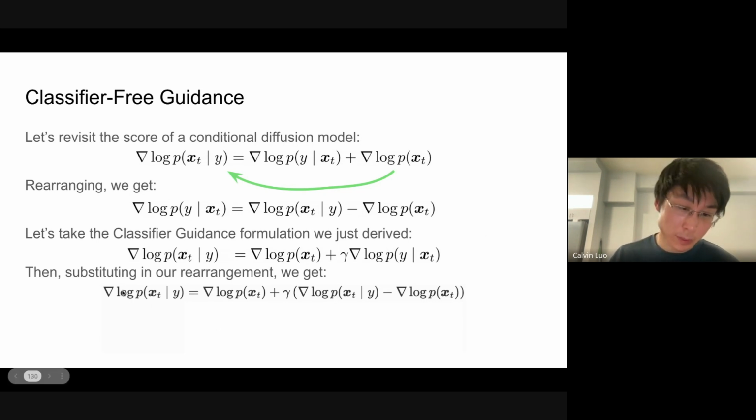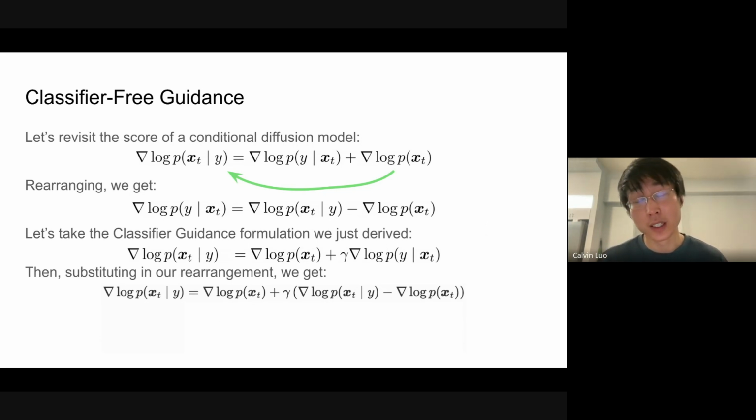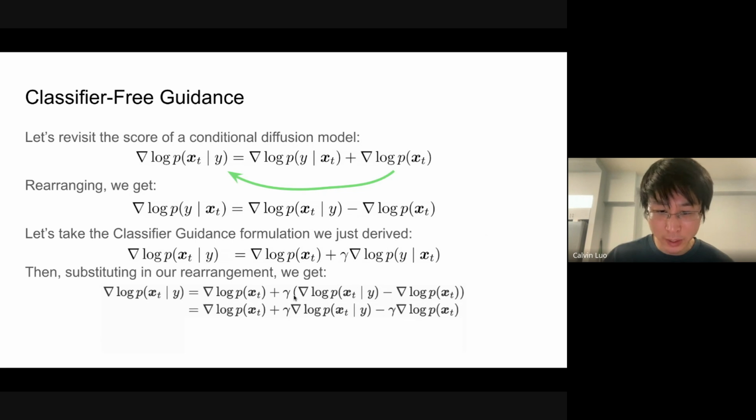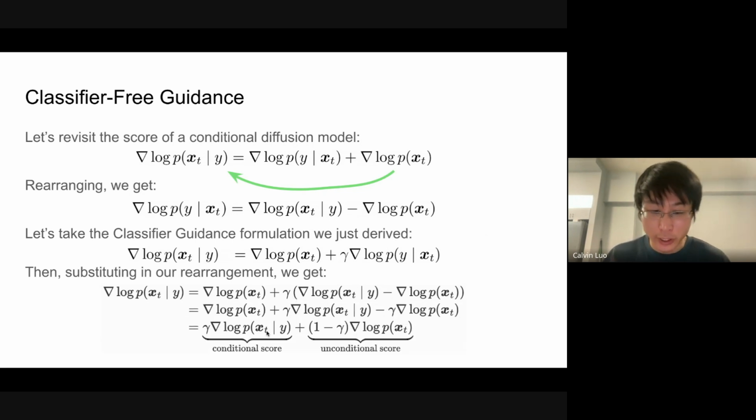So it says maybe the conditional score that we follow during sampling should be this unconditional score as well as this plugged-in version, which is written only in terms of a conditional score and unconditional score. And when we distribute the gamma and rearrange, we can aggregate them. We can say that the score that we follow during conditional sampling can be written as a conditional score as well as an unconditional score.